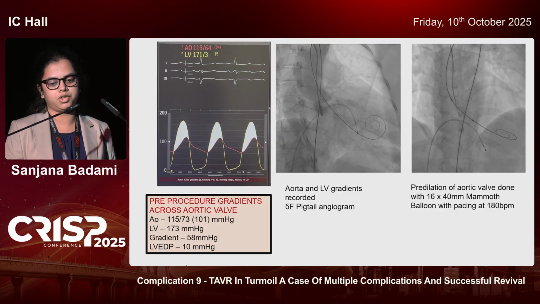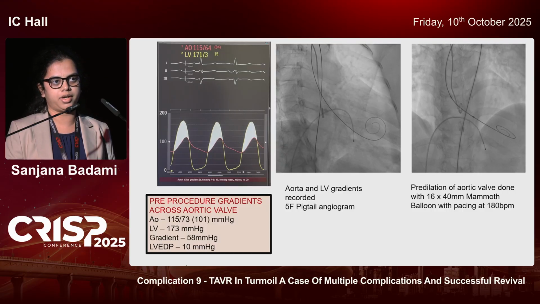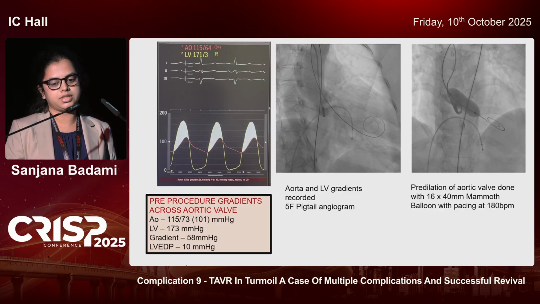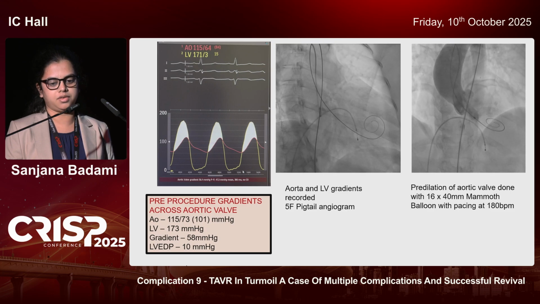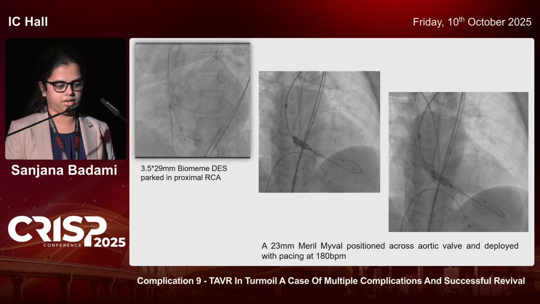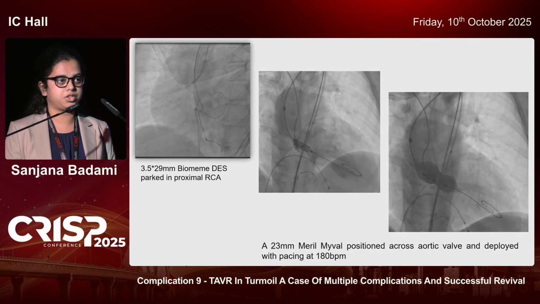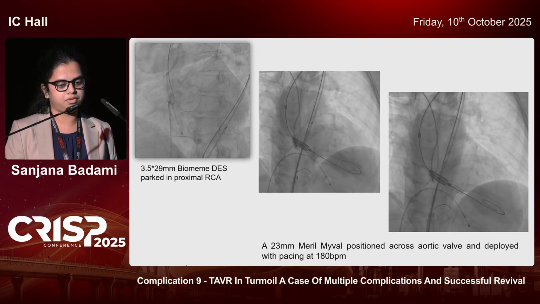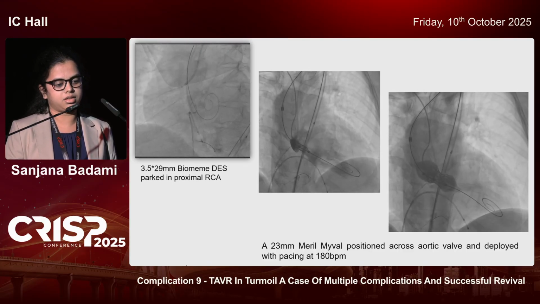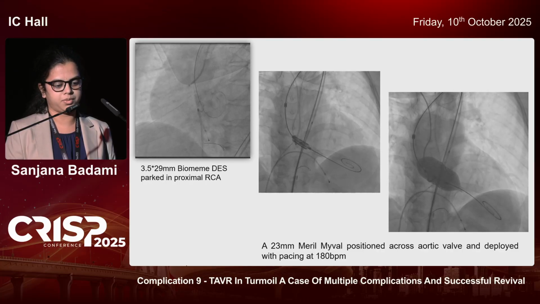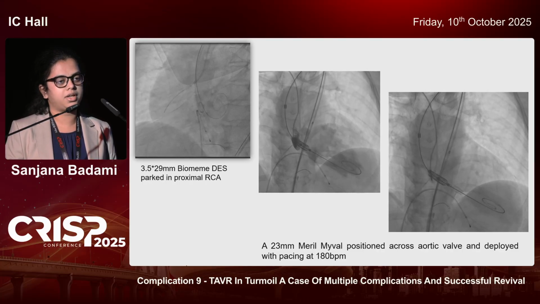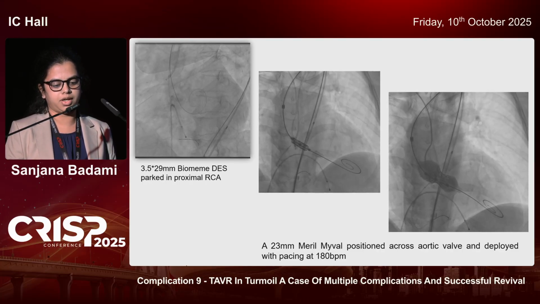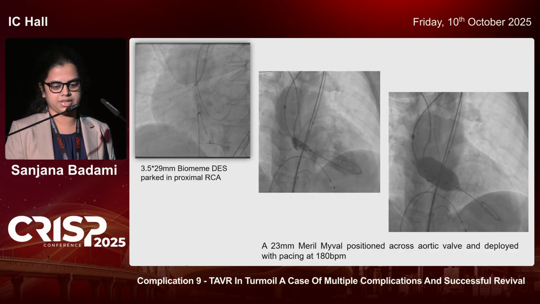After this balloon dilatation, we could see that there was a faint RCA flow, and considering VTC of 2.4 mm in the RCA, we planned to park a stent in the proximal RCA. And also the RCA height was a little high, so we used the JR catheter itself for that. We parked a stent of 3.5 by 29 mm Biomime DES. A 23 mm Sapien valve was positioned across the aortic valve and deployed at 180 pacing.